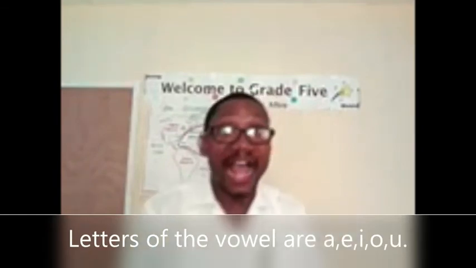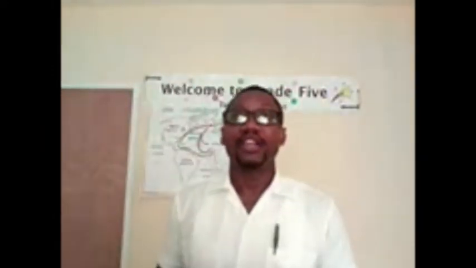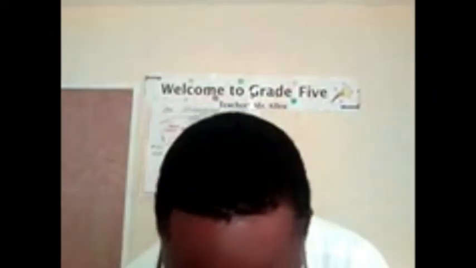The letters of the vowels are A, E, I, O, U. Come again. A, E, I, O, U. All right? I, O, U. So it's A, E, I, O, U. So those are the letters of the vowel. All right? So we can represent it like this.